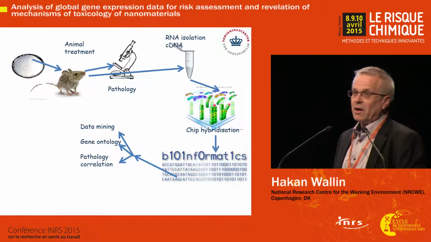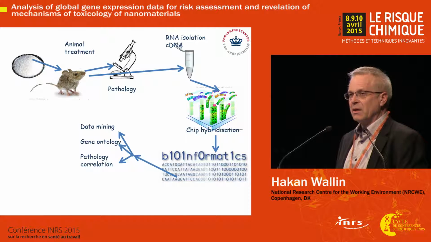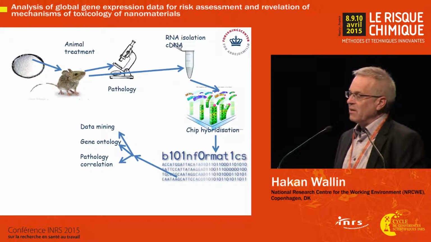Now, this chip, it covers the whole organism. In a human or in a mouse, it's about 30,000 different genes, and you have several probes for many of the genes. To treat this very huge amount of data, you're dependent on computer capacity and experts in statistics and bioinformatics.